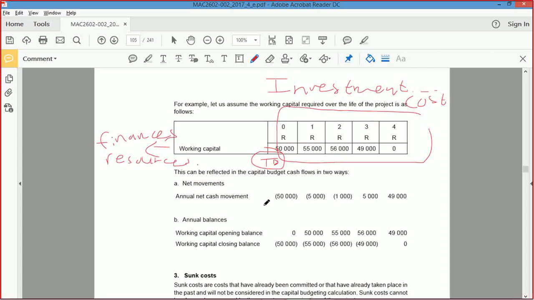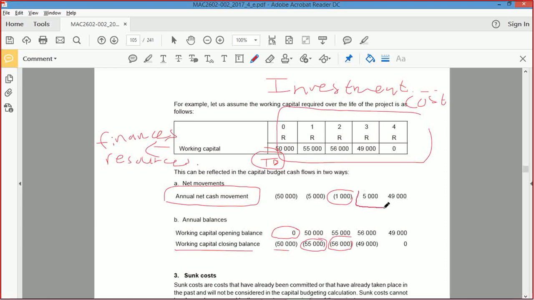Okay, so looking at this, cash flow obviously started off as 0. Then I need to spend 50k. I'm spending 50,000. This is the net cash movement. So the net cash movement was negative 50,000. So obviously we ended up with a negative. Then we've got negative again, another negative, and another negative. So you can see the working capital has gone up in terms of you're requiring more and more capital.